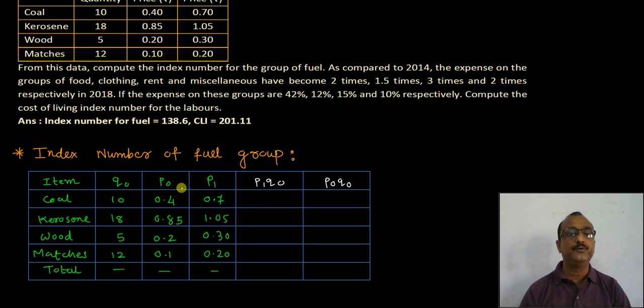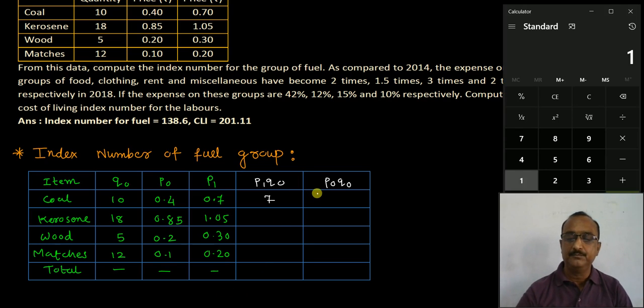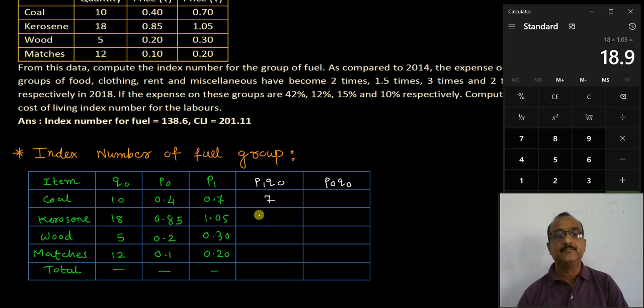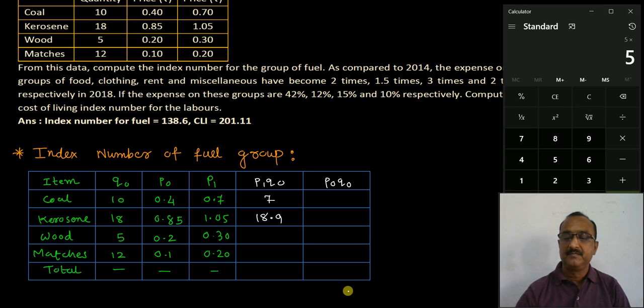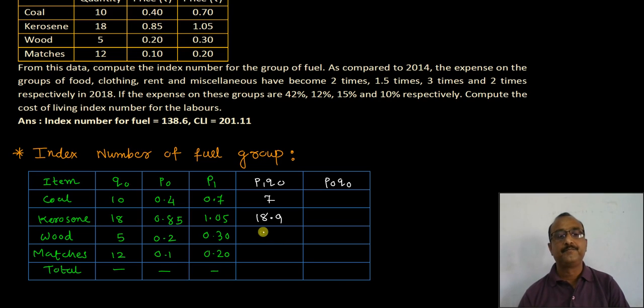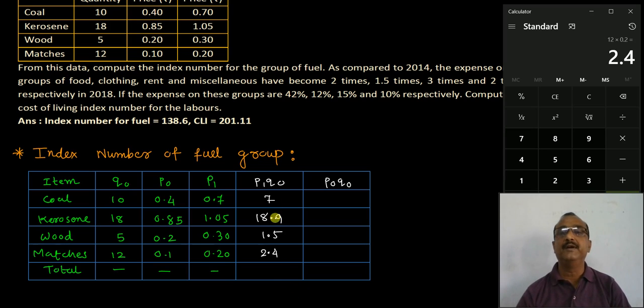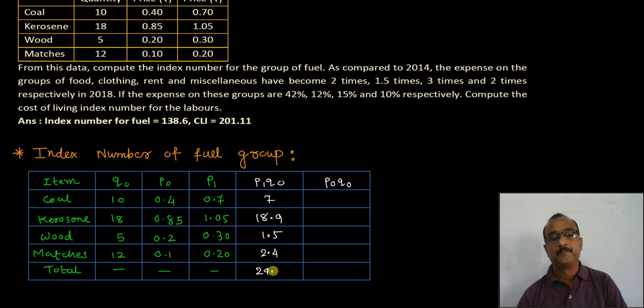So let us start. P1 into Q0: 10 into 0.7 is 7. 18 into 1.05 is 18.9. Then 5 into 0.3 is 1.5, and 12 into 0.2 is 2.4. Now find the total: 2.4 plus 1.5 plus 18.9 plus 7 is 29.8.